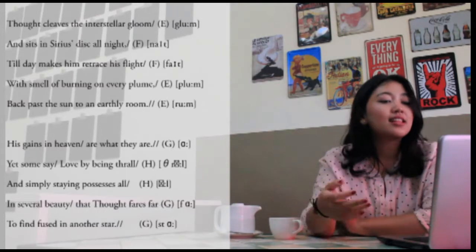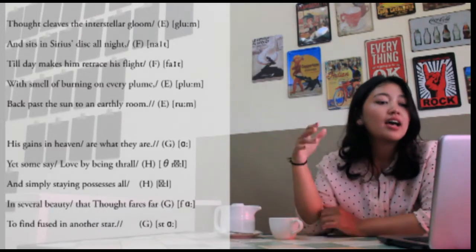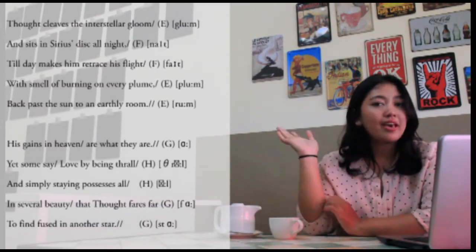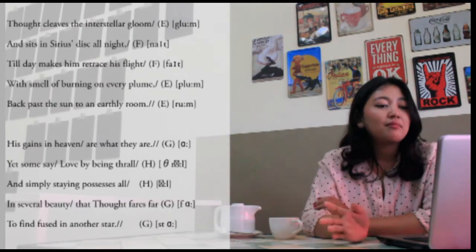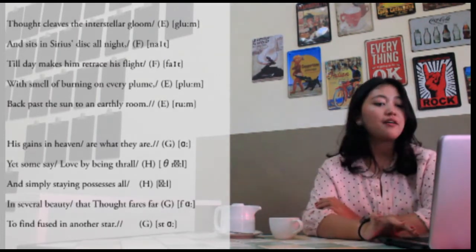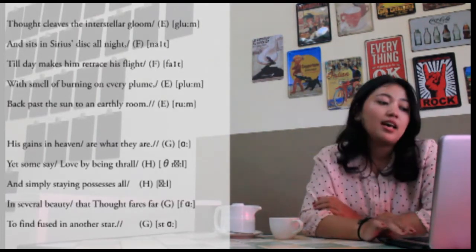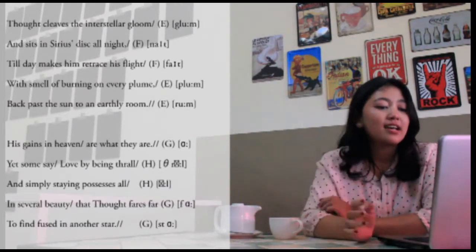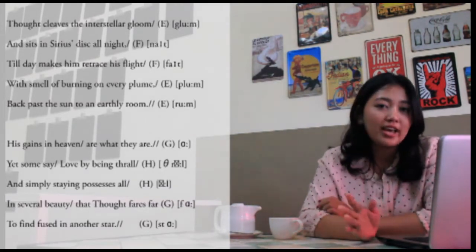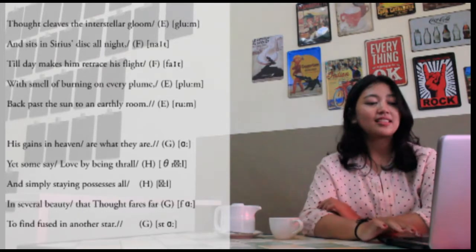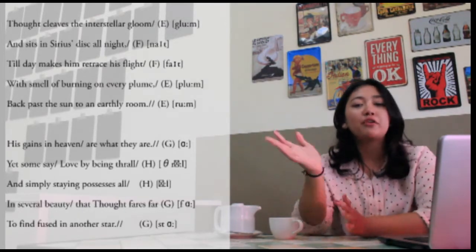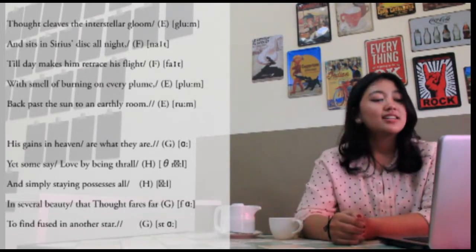Next is the third and the fourth stanza. At the third, as you can see, the rhyme is E, F, F, E, E. And for the fourth stanza it is G, H, H, G, G. And also, that's all according to our group. So, that's all about the rhyme scheme and the stanzas. Thank you so much.